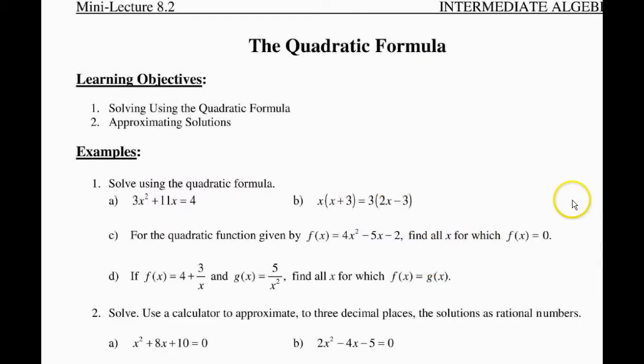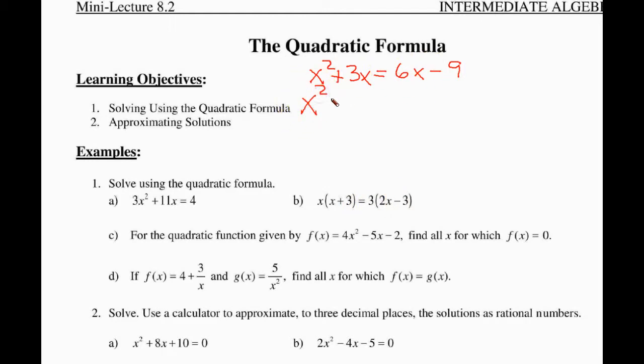Okay, we're going to clear this up and let's take a look at this next one. Now here, again, you don't know what your A, B, and C are, so we have to first clear the parentheses. So we go x squared plus 3x equals 6x minus 9. So x squared, 3x, 6x minus 9. Then we put it in standard form.